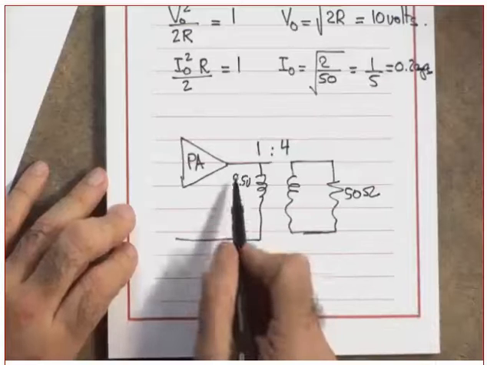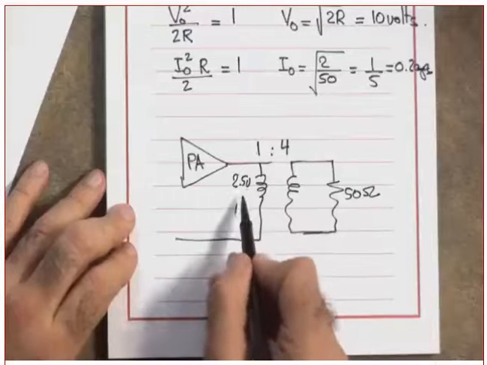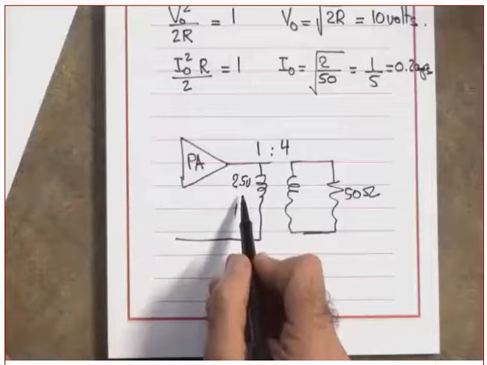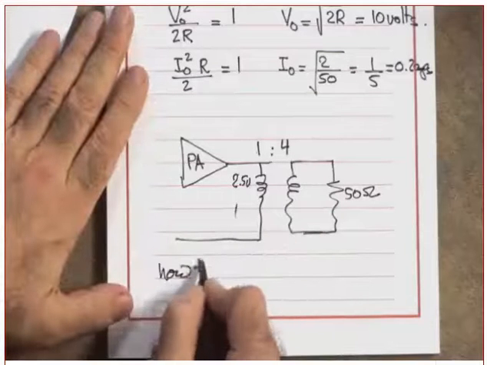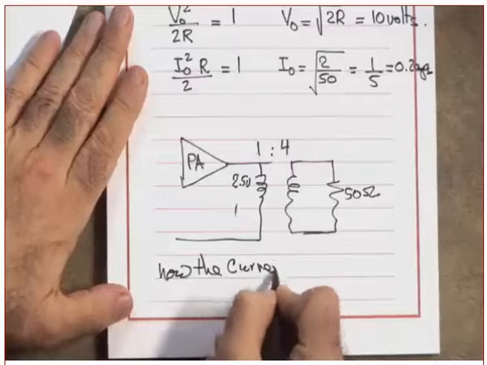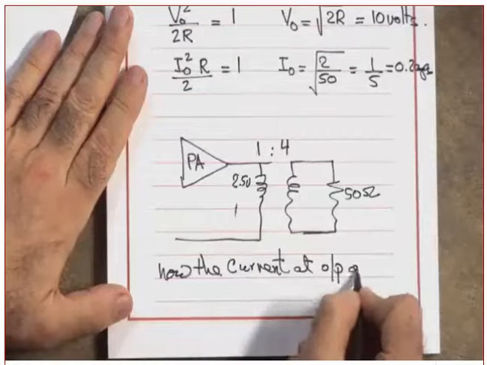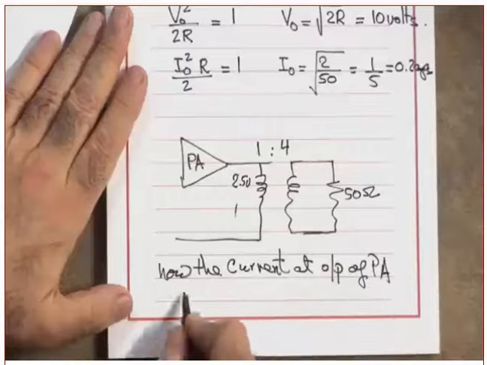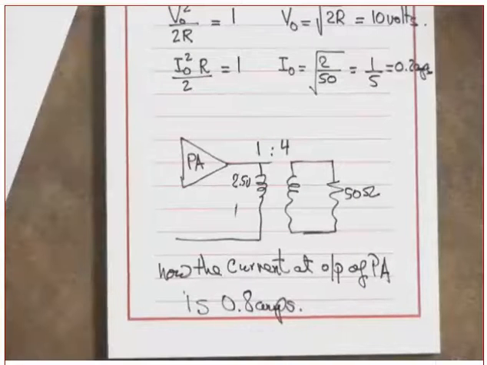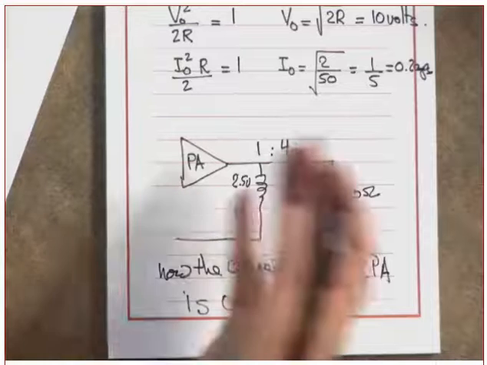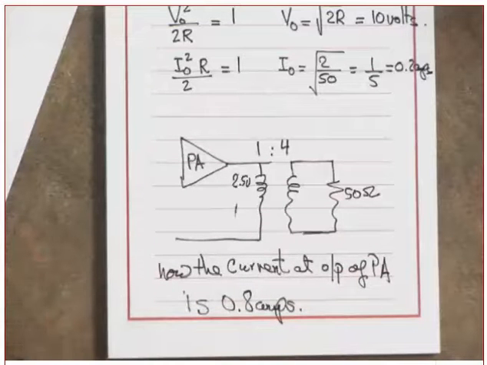Notice, by the way, the resistance here is 50 ohm. Now, when the voltage is reduced by 4, what about the current? The current will increase by 4. Now, the current at the output of the power amplifier is how much? Agree or not? So, what is the big deal? So, what if it is 0.8? By the way, is this large?